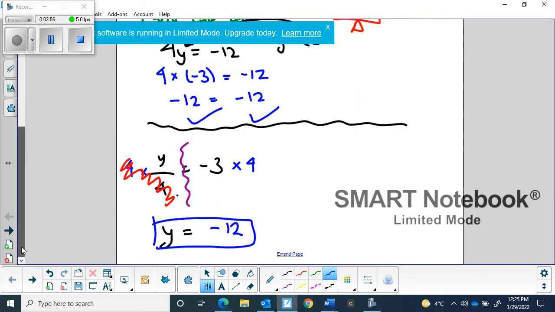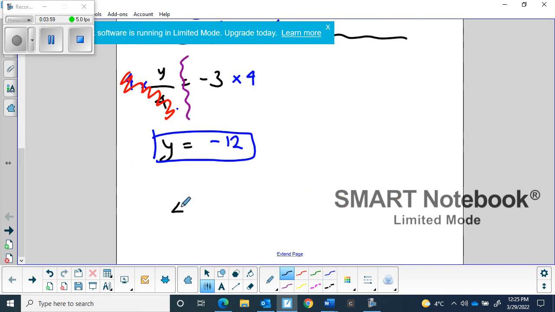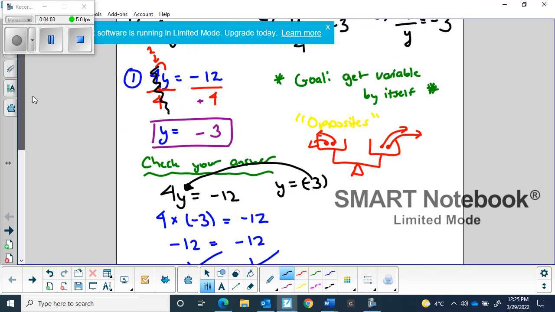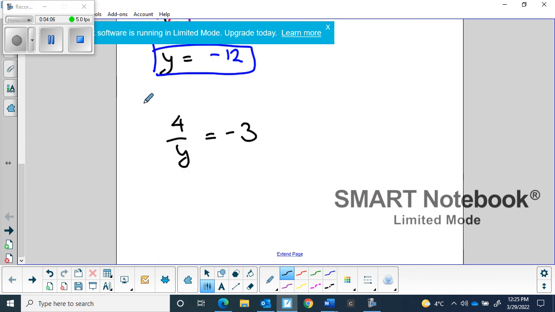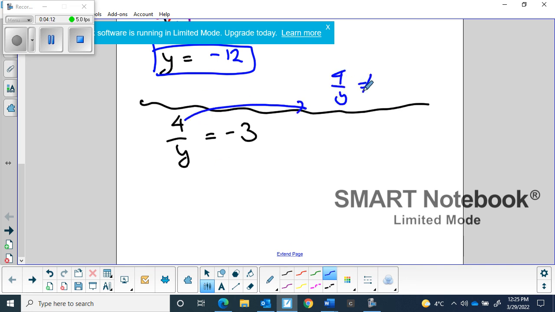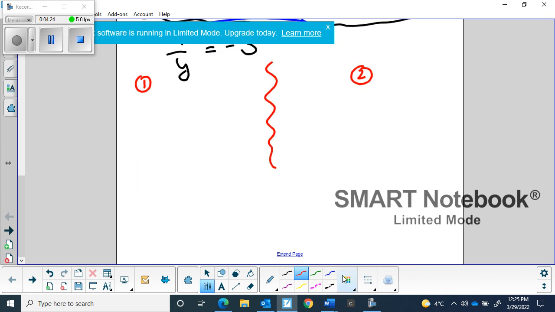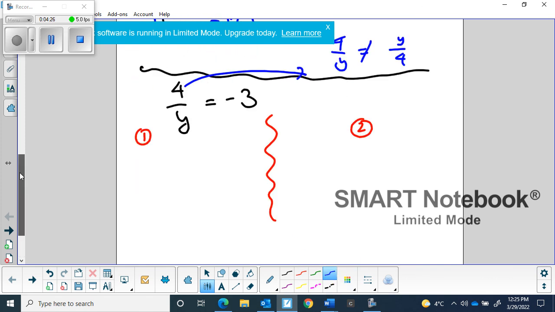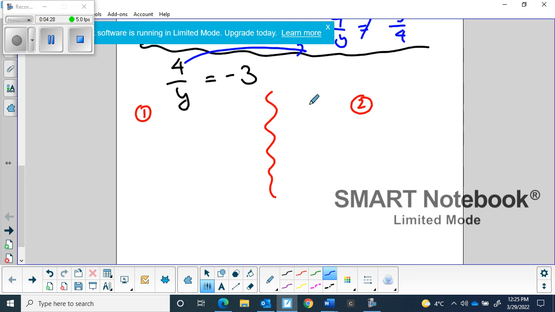And then the final question, and this is kind of our challenge question, is 4 over y equals negative 3. Now it looks like the same question, but we have to be very careful. 4 over y is not the same thing as y over 4. They mean something totally different. So we can't solve this question the same way. There are 2 different methods to solving this type of question. You can use the method we just learned, using opposite operations.